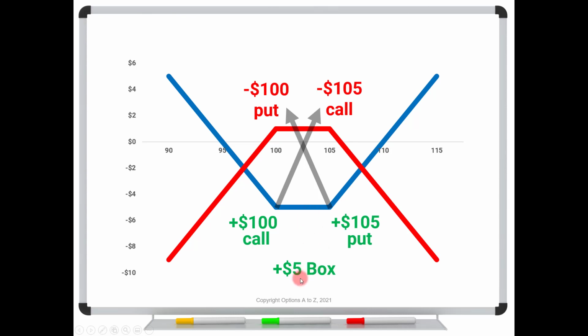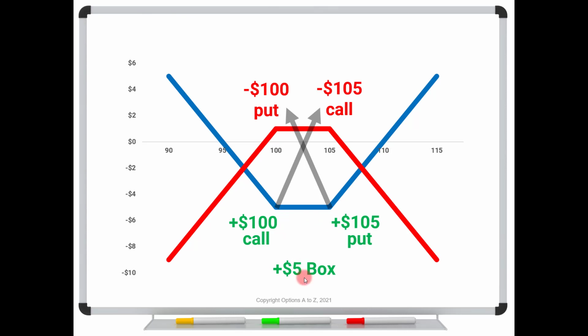And what does that mean? It means that this blue strangle right here must cost $5 more, or at least roughly $5 more, because interest rates aren't really all that big. But it's going to be roughly $5 more. So whatever the cost of the original strangle was in blue, this variation, putting the 105 put on the right and the 100 call on the left, is going to cost $5 more.